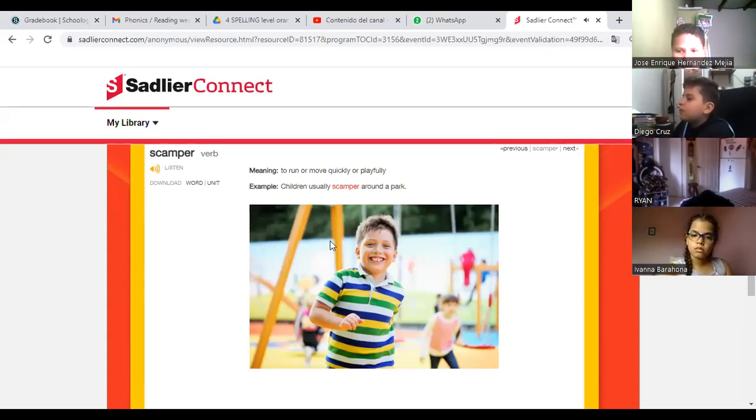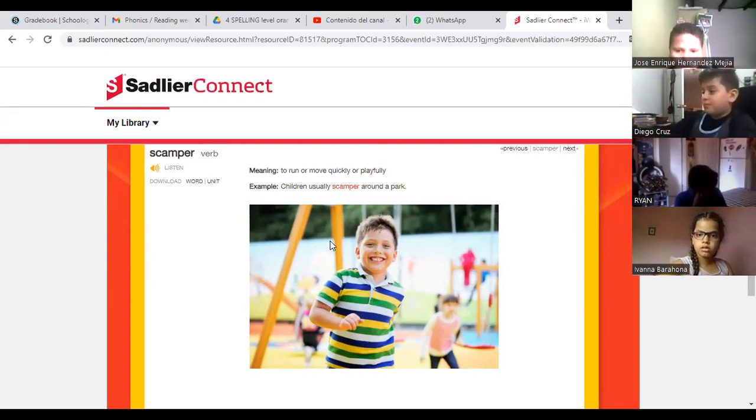Okay. Scamper. Scamper is a verb. To scamper is to run or move quickly or playfully. Children usually scamper around a playground. Now you say the word. Scamper. The synonyms of scamper: dash, scurry, hurry, scoot, romp; and antonyms: lumber, lag, dawdle, stroll. To run or move quickly or playfully. Scamper, like you probably in recess. You scamper in recess because you run and move quickly and you're playful. Children usually scamper around a park.